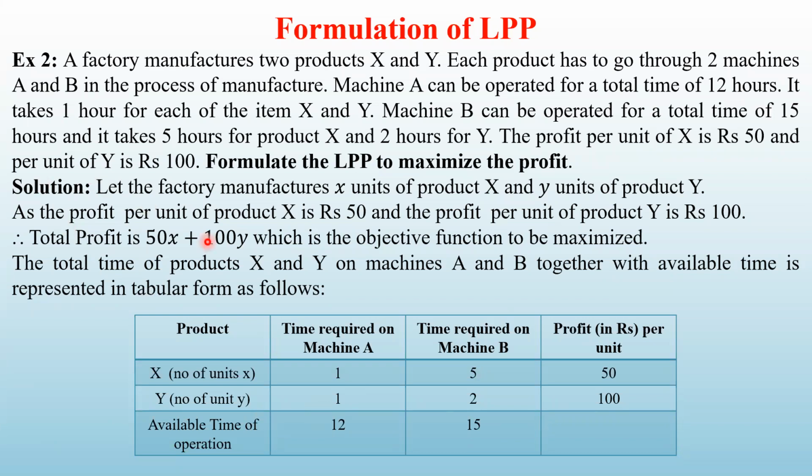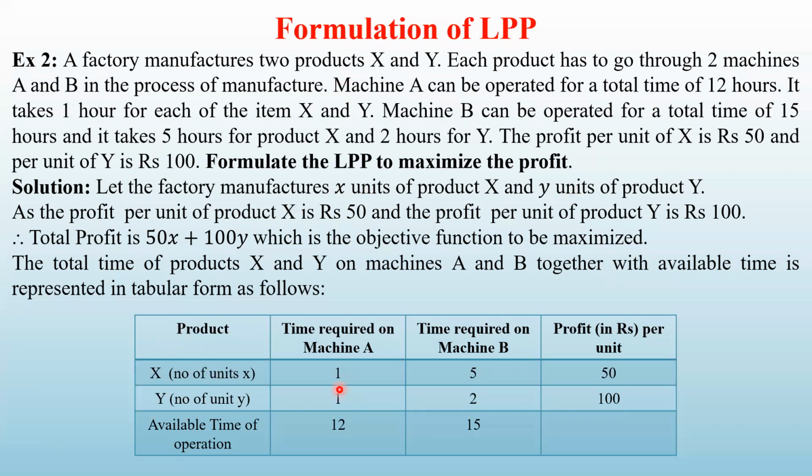सबसे पहले मैं क्या करूँगी? I'm going to assume that suppose the company manufactures X units of product X and Y units of product Y, because we don't know ना कितना यूनिट बना रहा है. So we will say let the factory manufactures X units of product X and Y units of product Y. Okay, and then we will make the linear programming problem with these two variables x and y.